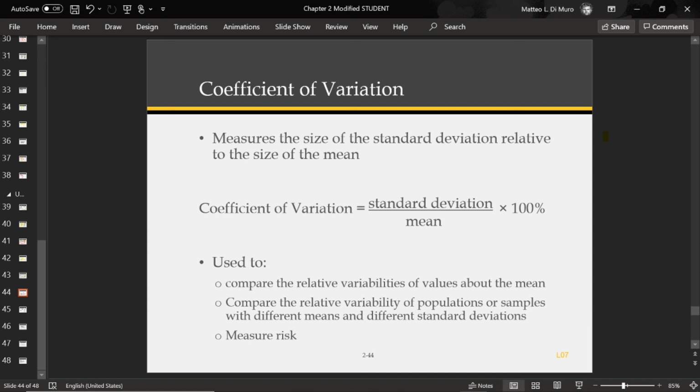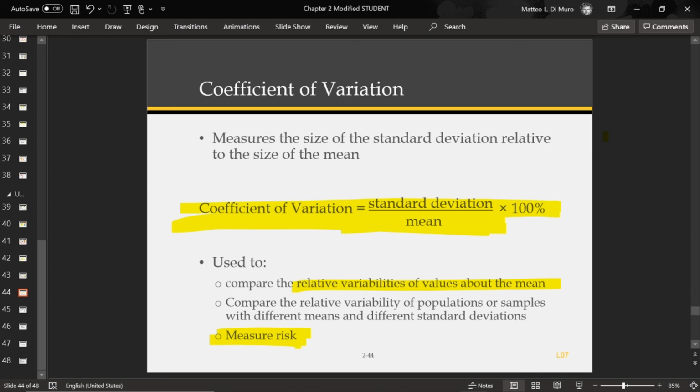It measures the size of the standard deviation relative to the mean. There's a formula for it on your formula sheet. You go with your standard deviation divided by the mean, times 100, and that will give you the coefficient of variation. You can use it to compare relative variabilities of values about the mean. In business it is sometimes used to measure risk.